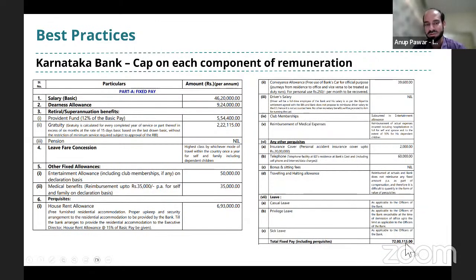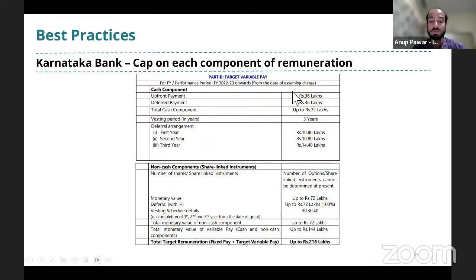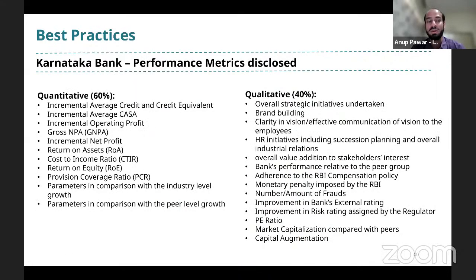So total fixed pay was 72 lakhs. There was variable pay with targets. They've actually even put out what were the performance metrics for those variable pay measures. We thought that was a lot of detail. So, which is why we keep telling companies governance is size agnostic, right?